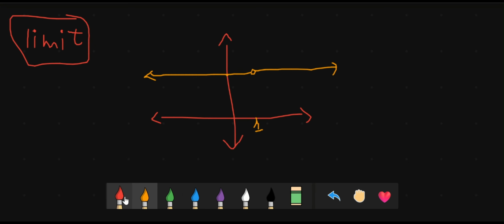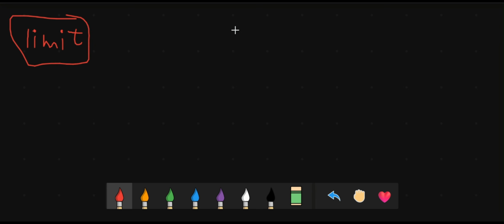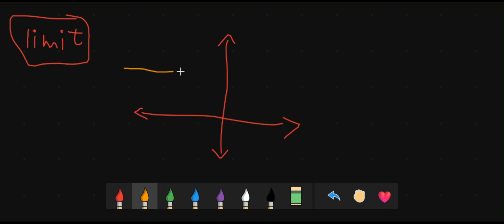Let me give you a slightly different example. Say we have a function that looks like this. So hole here, it continues on like that, and it's defined here, just over like down. So the value over here is 1, this over here is 2.